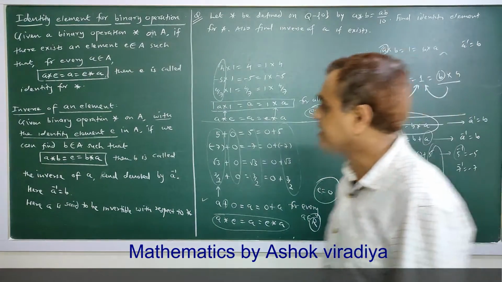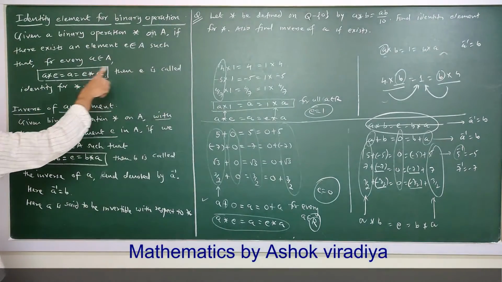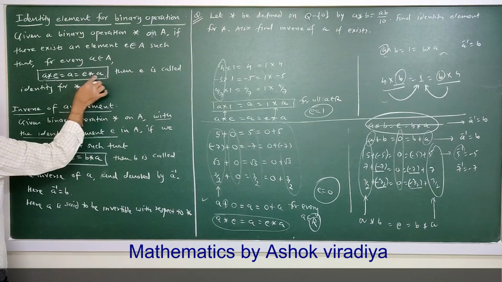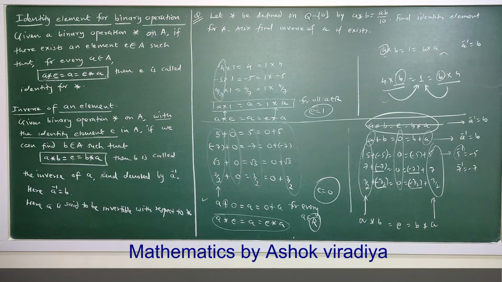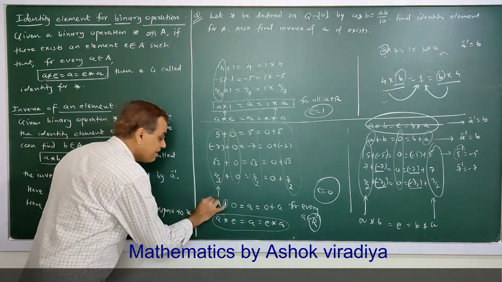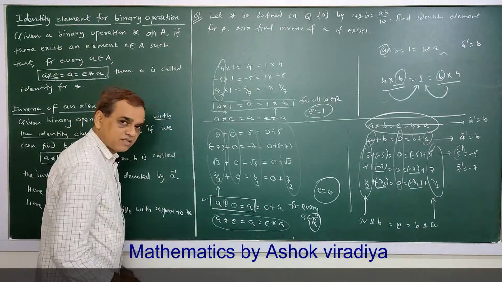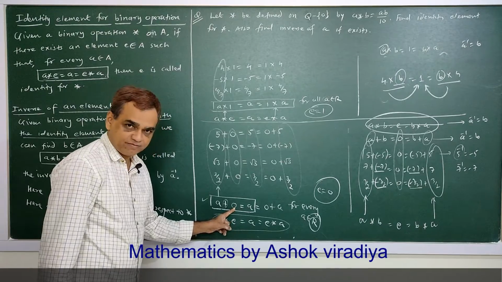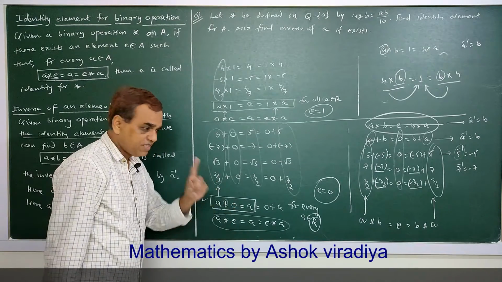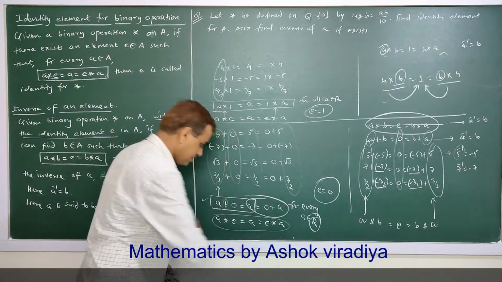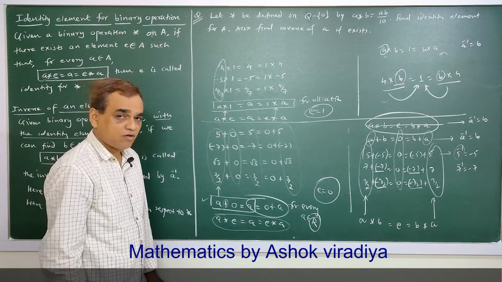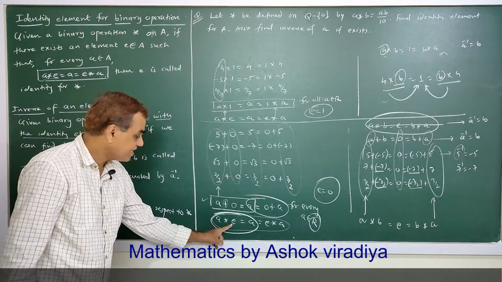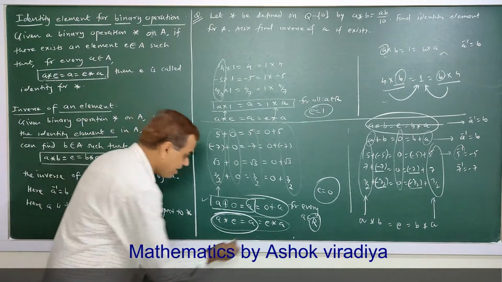For existence of identity also, for all A, both sides, A star E is A equal to E star A is A. Both sides' condition should be satisfied. That means only verifying this part, if only this part is satisfied, it does not mean that 0 is the identity. We have to verify also this part. So only satisfying this part does not mean that E is the identity. We have to verify also this part.